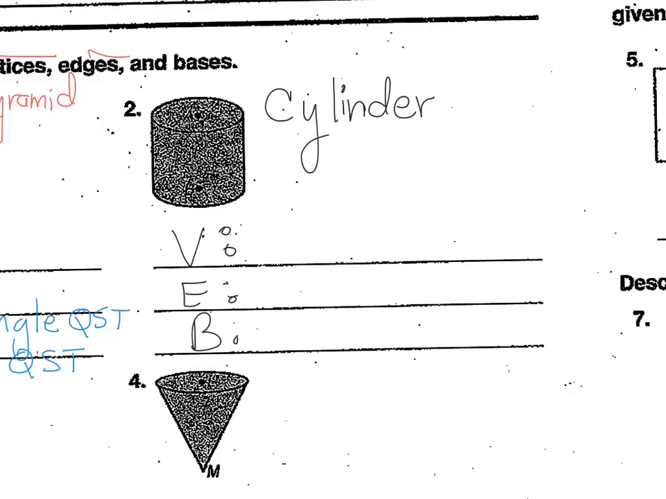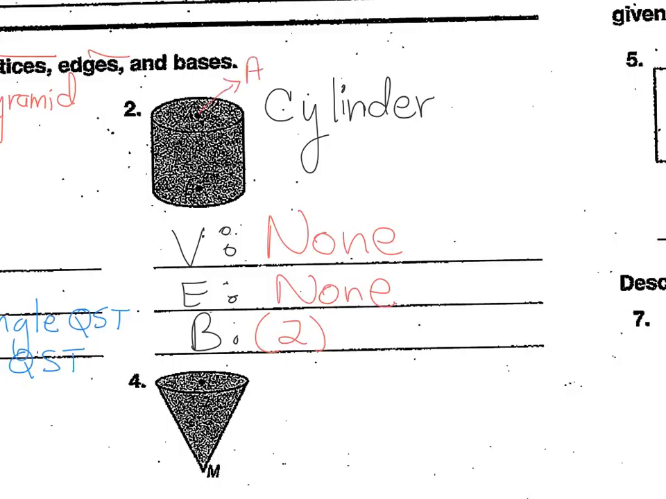If you look at the top, it says cylinders and cones don't have vertices, right? So it's none. How about edges? None. How about base or bases? You have 2 bases. And can you see the letters? What letter is this one?